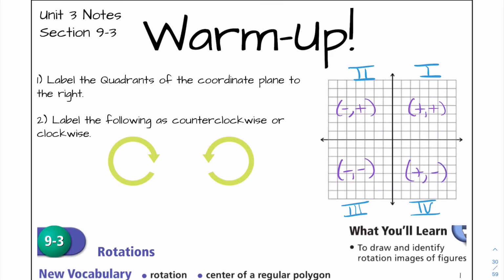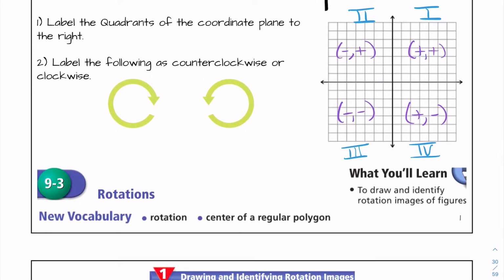Okay. The next one is label the following as counterclockwise or clockwise. So when we move in this direction, this is the way a clock spins. So this one is a clockwise. And here, this one is counterclockwise.